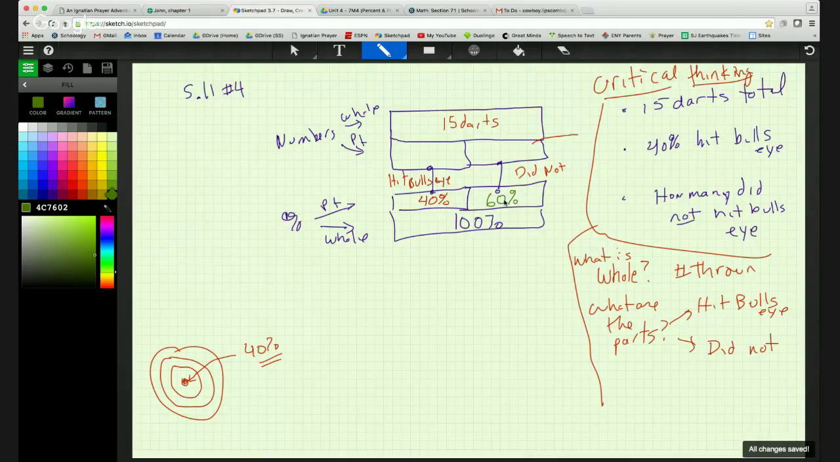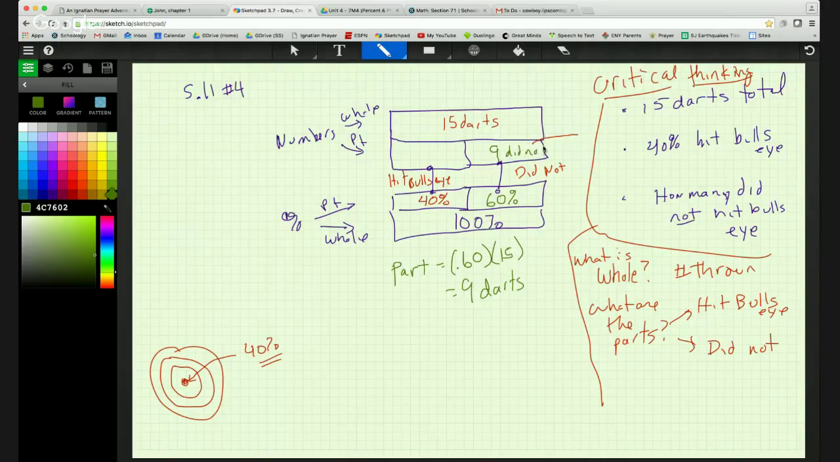That's got to be 60. 40 plus 60 equals 100. Now we can use our part equals percent times whole to solve for this. So our part, which we don't know, is equal to 0.60 times 15. And that equals 9 darts. So 9 did not hit the bullseye.